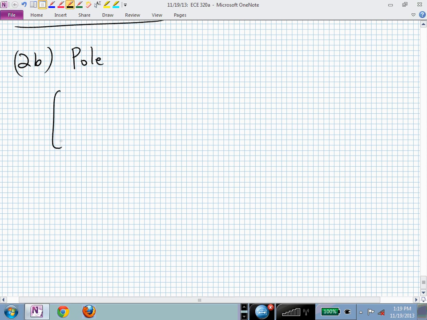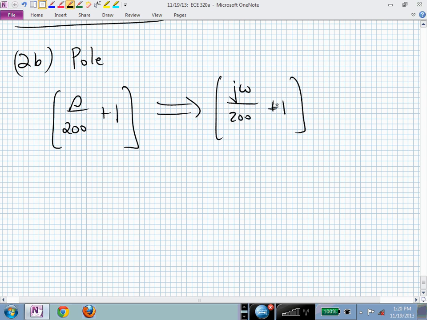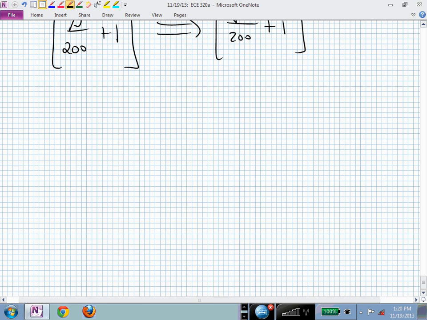Let's get back to factors. Here we have our pole factor, our linear pole factor, s over 200 plus 1, written in time constant form. Now we replace the s with j omega, and now we have to sketch the magnitude and phase associated with that factor. But remember, it's a pole factor, so now everything is down in this basement. Things are going to go down, negative.